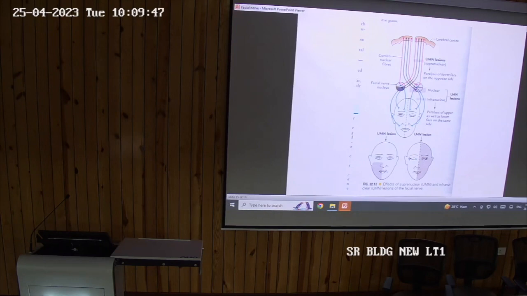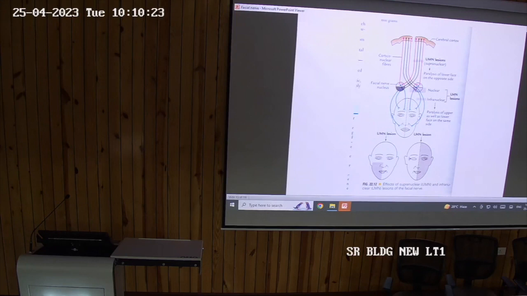And this is the lower motor neuron palsy. If the lesion is in the lower motor neuron, that means either in the nucleus or below the nucleus, that is called the nuclear and infranuclear region. Both come under the head of lower motor neuron palsy. In lower motor neuron palsy, half of the face is paralyzed. So we can differentiate by seeing the condition of the patient. If half of the face is paralyzed, that means lower motor neuron palsy.